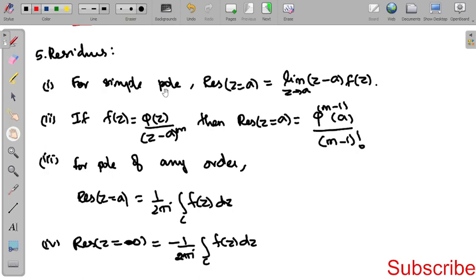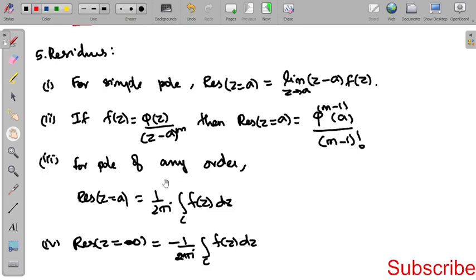Now we can see residues, how to find residues. If it is a simple pole, that is a pole of order 1, then the residue is equal to the limit as z tends to a of (z minus a) into f(z). Then the second one: if the function looks like phi(z) divided by (z minus a) the whole power m, then you can find the residue as phi^(m minus 1)(a) divided by (m minus 1) factorial.